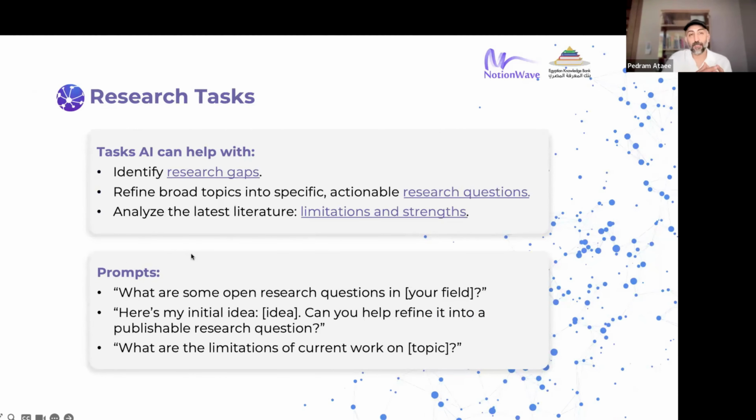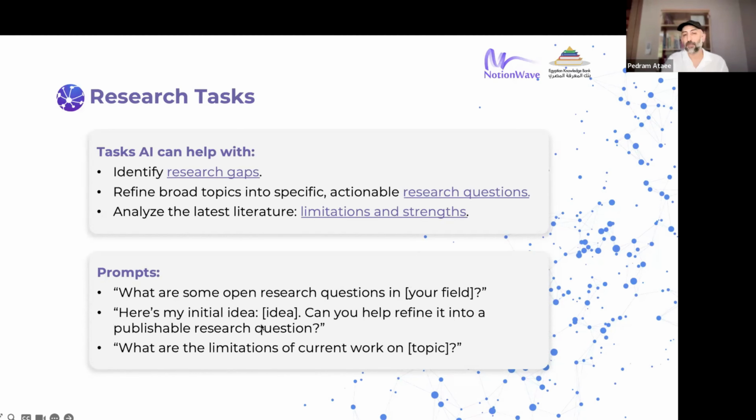You can take advantage of AI for identifying research gaps. You can take advantage of AI for identifying research questions. It's not very simple to do. You still need to write an effective prompt to get back the useful gaps and useful research questions. But what matters is you can do a lot with AI tools to do research effectively in academia.